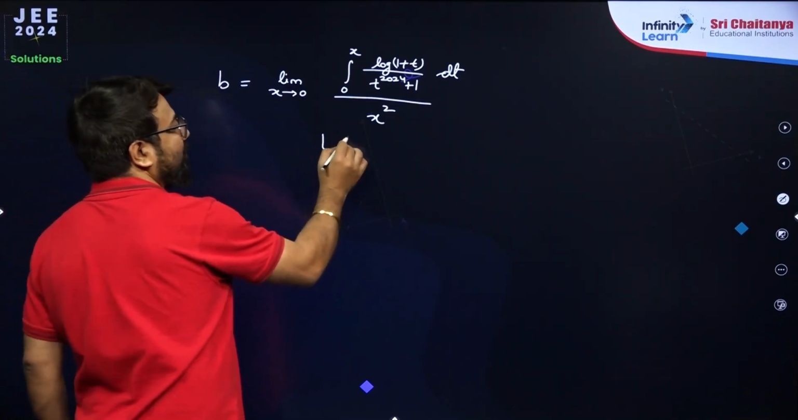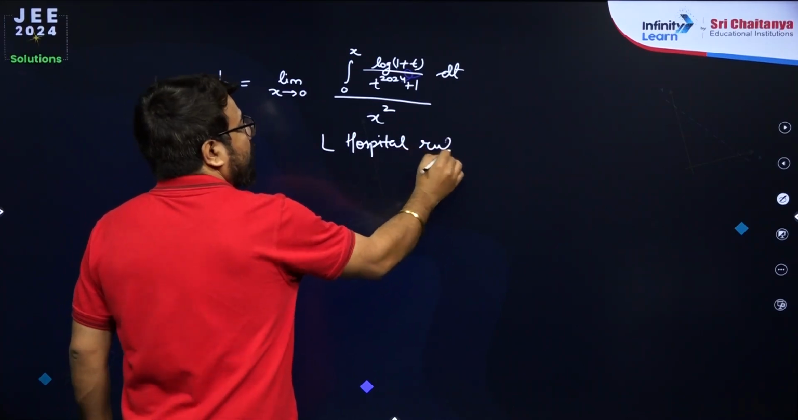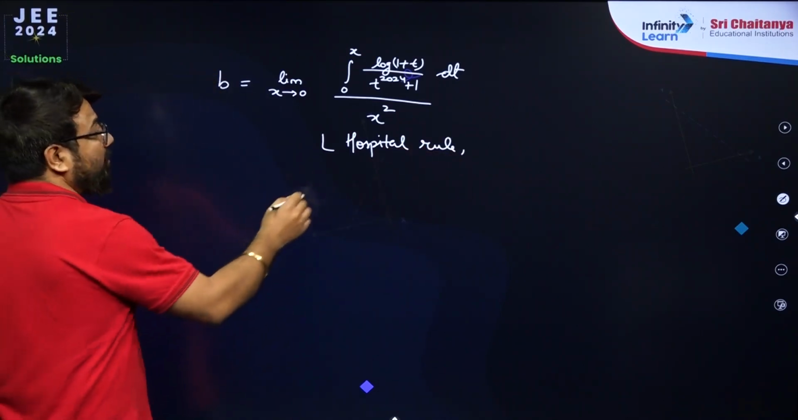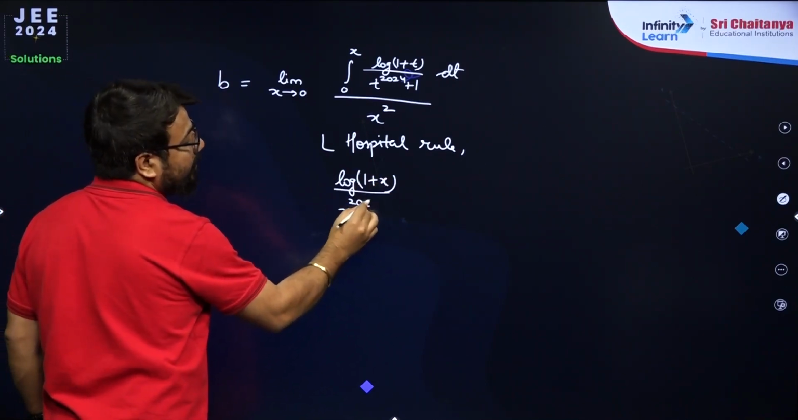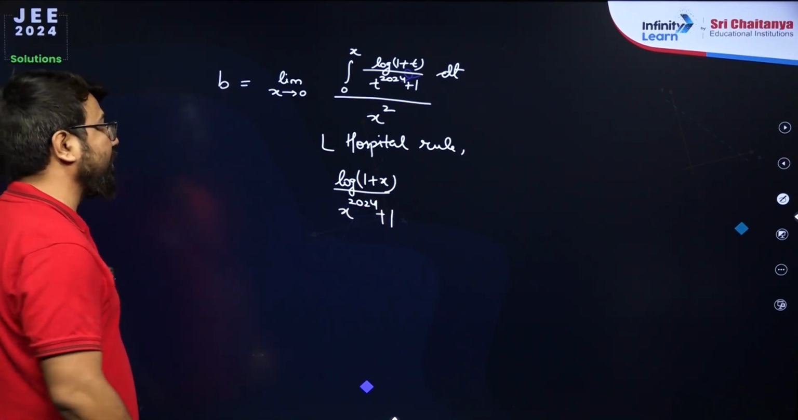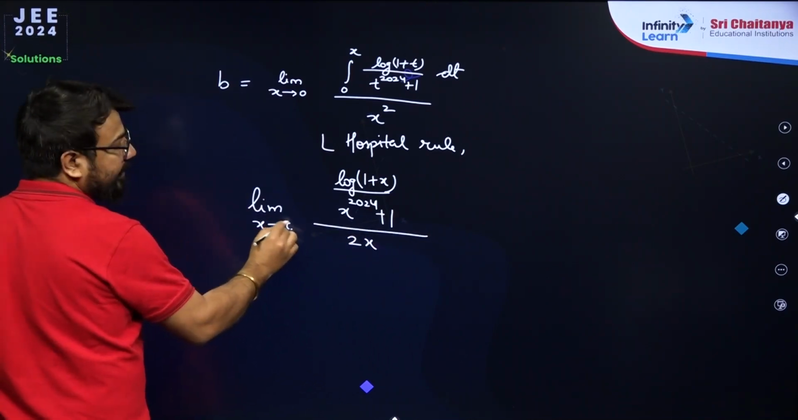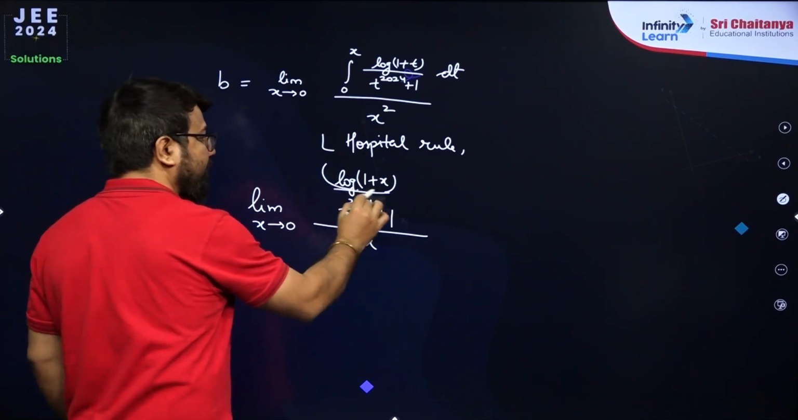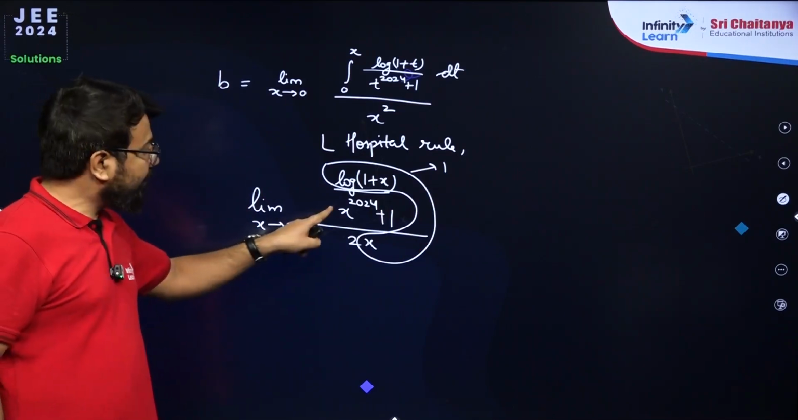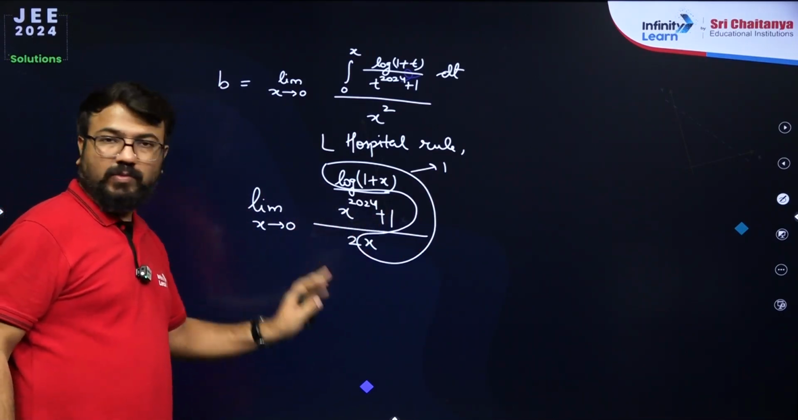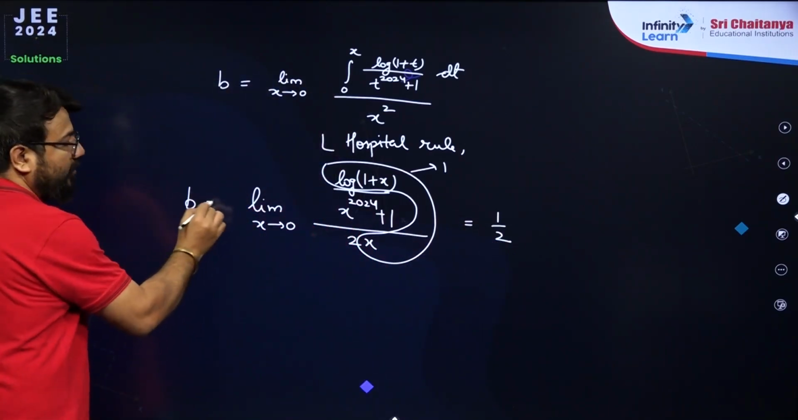So better would be to apply L'Hopital's rule, because this is the 0 by 0 form. So here I will first of all put the value of t as x. It will be log 1 plus x whole divided by x raised to the power 2024 plus 1, into the differentiation of x as 1. And the denominator will be 2x. Limit of x tending towards 0. We know that log 1 plus x whole divided by x will be 1 when x is tending towards 0. And if I keep the value of x as 0 over here, it will be 0 plus 1. So only 1 by 2 is remaining. That means directly we can write the value of b as 1 by 2.